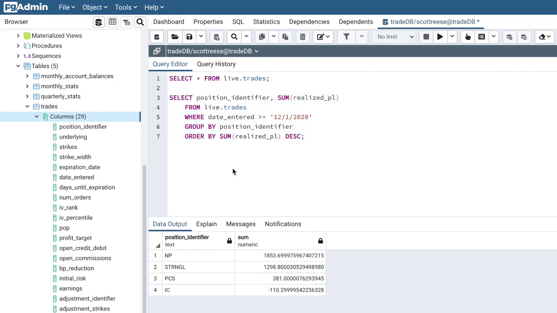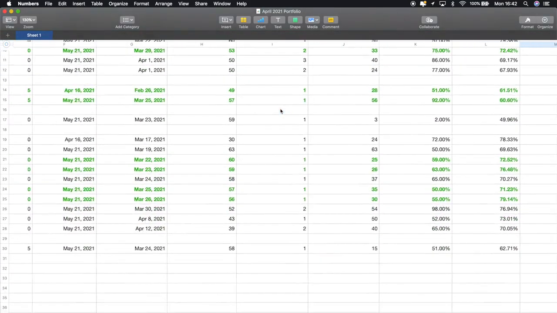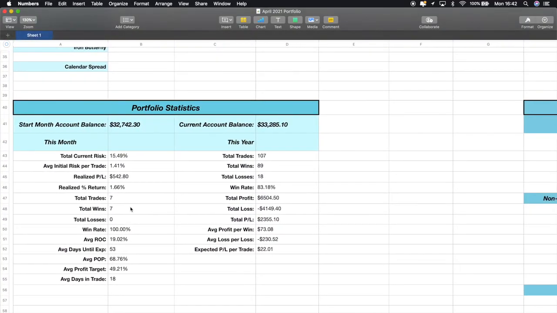Now, a different form of analysis that I also like to do is I like to write queries that will show me if I'm being consistent or not with my trading. For example, for each trade that I make, I track the IV rank, the IV percentile, the probability of profit, my profit target, etc. for each trade. And I want to make sure that these are relatively consistent. And that's because consistency is absolutely crucial for your portfolio level statistics, the ones down here, for them to actually be accurate.